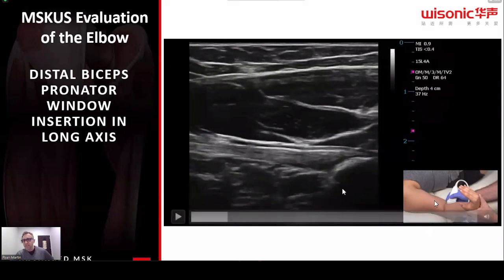So if you find your bicep up in here, you bend that elbow to about 90 degrees, and you just bring that probe straight down in line with the humerus, you'll have much more success in finding that space. So let's take a look here.